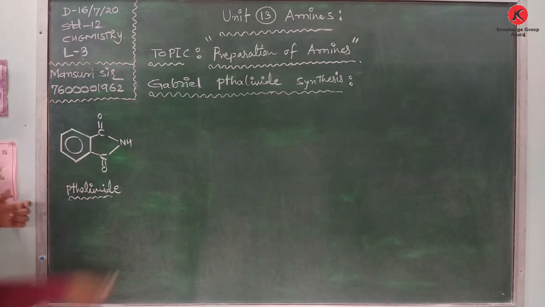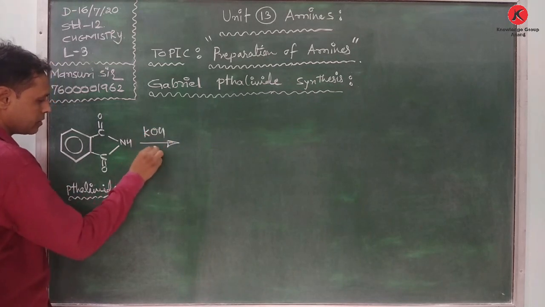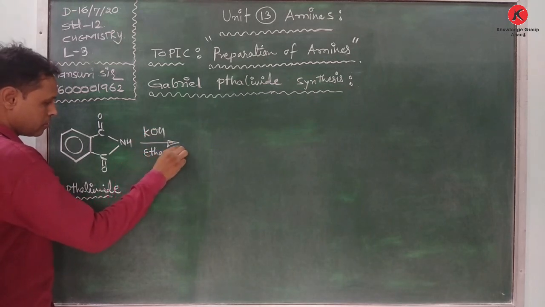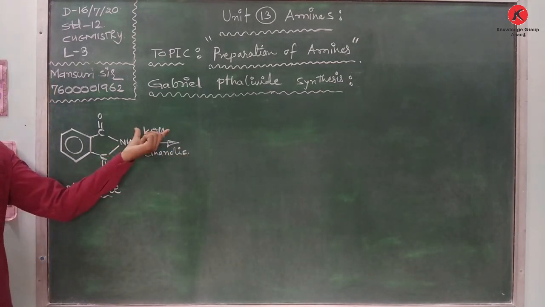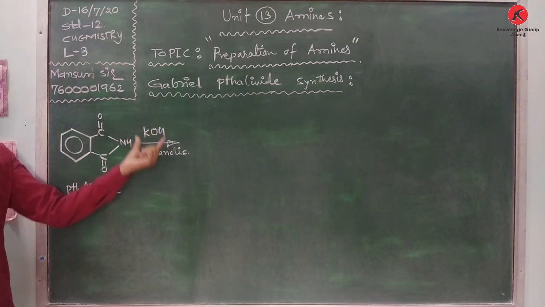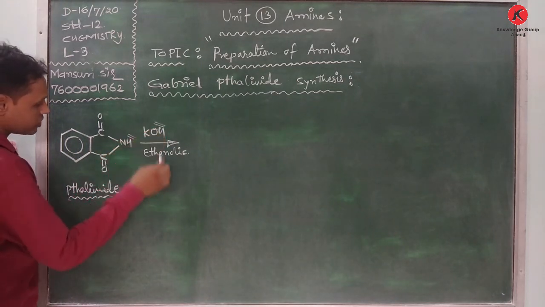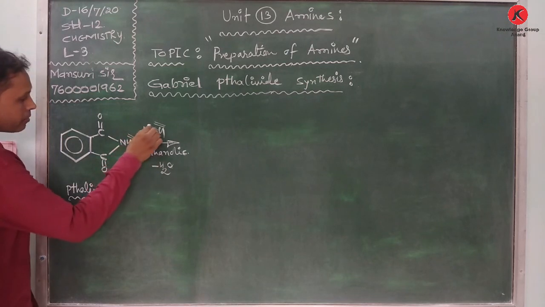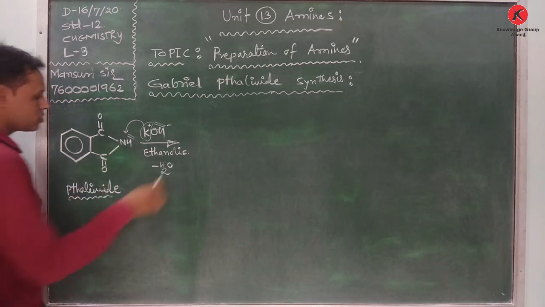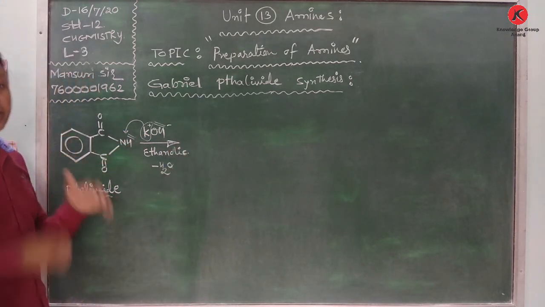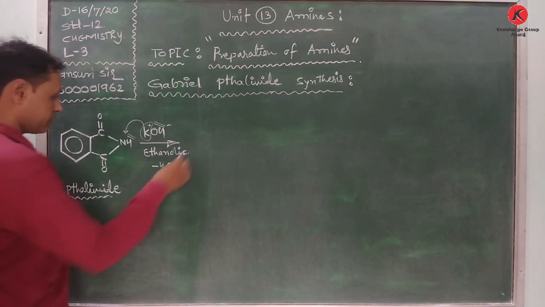Now, phthalimide reacts with ethanolic KOH. Phthalimide reacts with the mixture of KOH and ethanol, that means ethanolic KOH. Then what will form? This hydrogen will be removed with OH, so water will be removed, and potassium will go toward nitrogen. That is why potassium phthalimide will be obtained. In other words, the potassium salt of phthalimide is obtained.